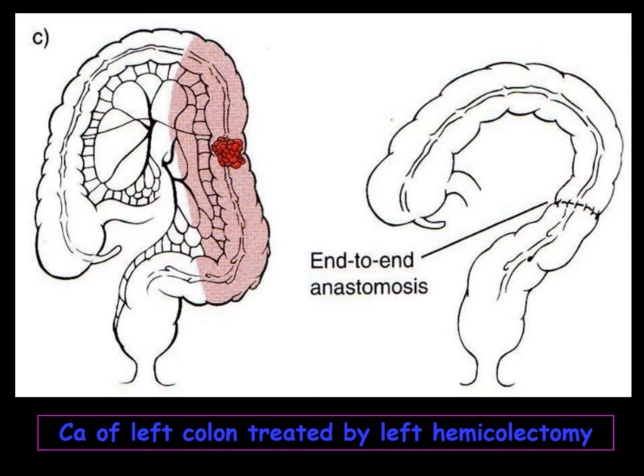Of course, the lymph nodes should be removed. In carcinoma of the left colon, we have to remove the left 1/3 of the transverse colon, splenic flexure, descending colon, and part of the sigmoid colon, and make an end-to-end anastomosis. Up till now, there is no ileostomy or colostomy.